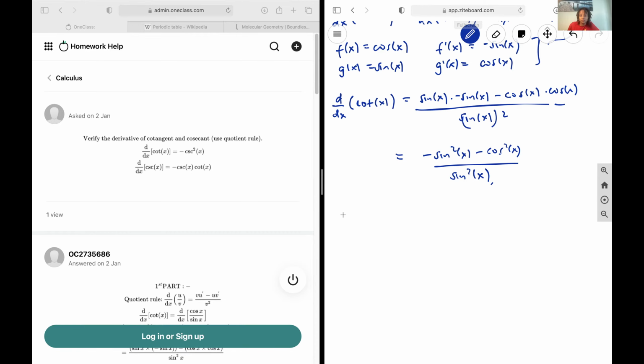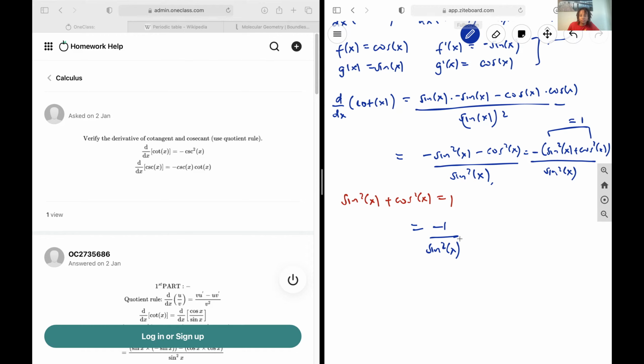Okay, and we have an identity that states that sine squared x plus cos squared x is equal to 1. And we can see that we can get this numerator into that form if we have negative, sine squared x plus cos squared x, all over sine squared x. And so this is going to become 1 according to that identity. So we have negative 1 over sine squared x.